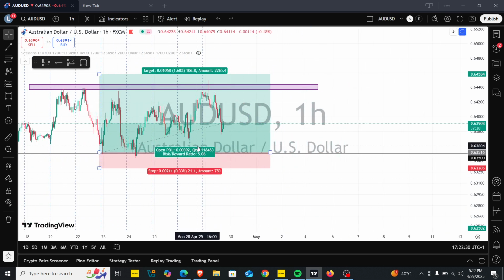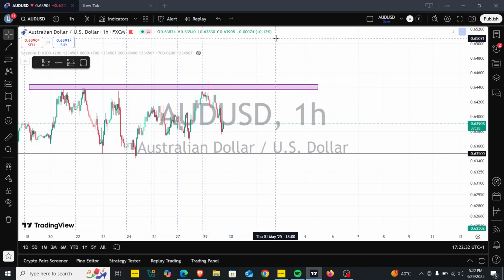So I'm just going to delete this because I think this trade is complete, but I'm still expecting a continuation of this buy, just so you guys know.